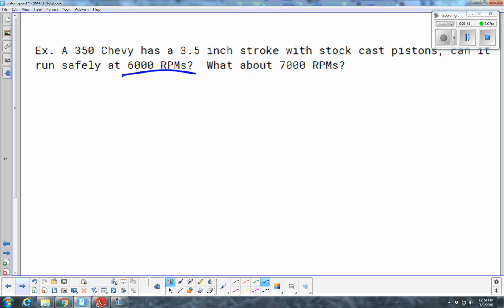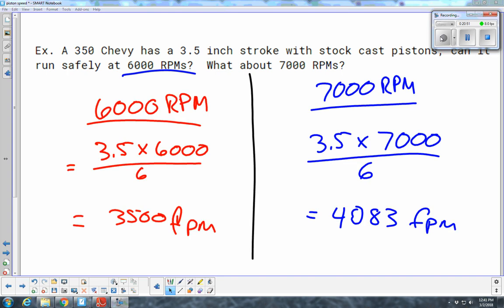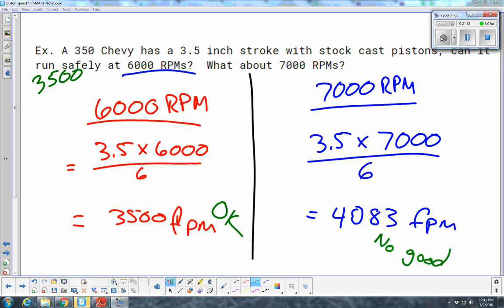Okay, you're back. So we ran both examples, 6,000 and 7,000. You can see at 3,500 feet per minute, we're okay. That's just fine. At 4,083, that's no good for cast pistons, because cast pistons can go up to 3,500. So this is okay. This is not okay, so don't do this in the parking lot. Don't do that, or you'll be sad. I'm trying to warn you. I wouldn't suggest it. Okay, so there you go.